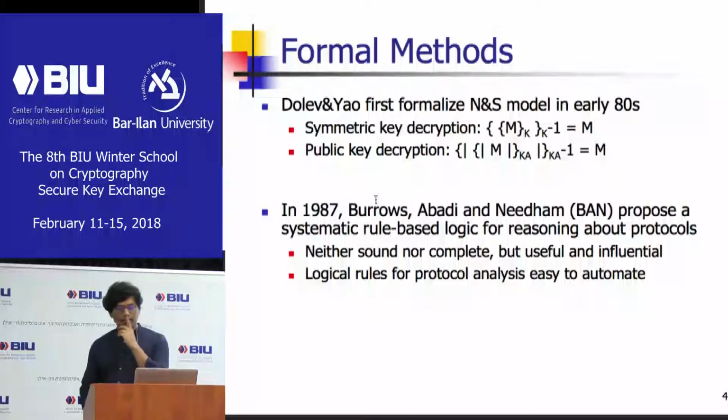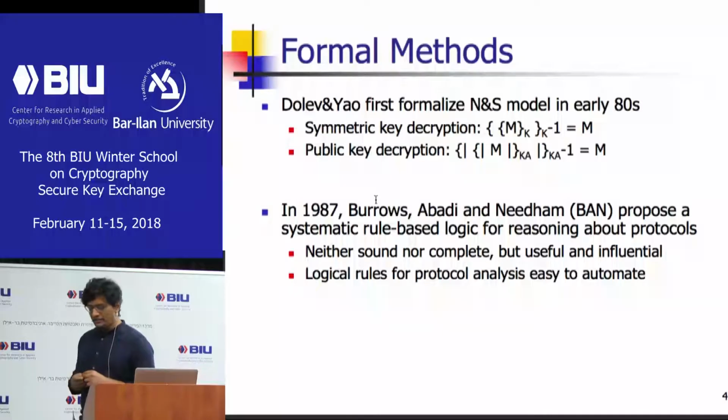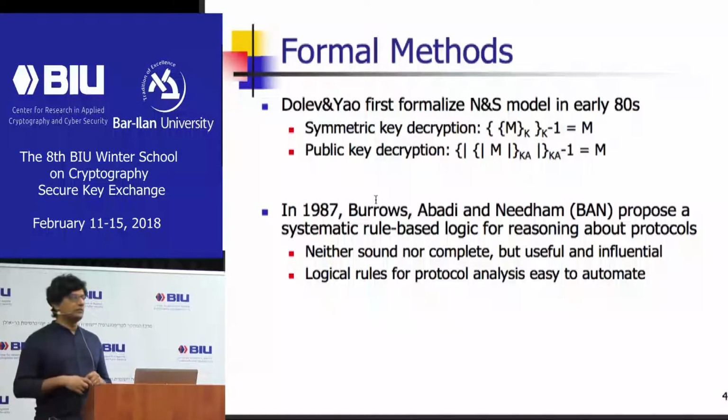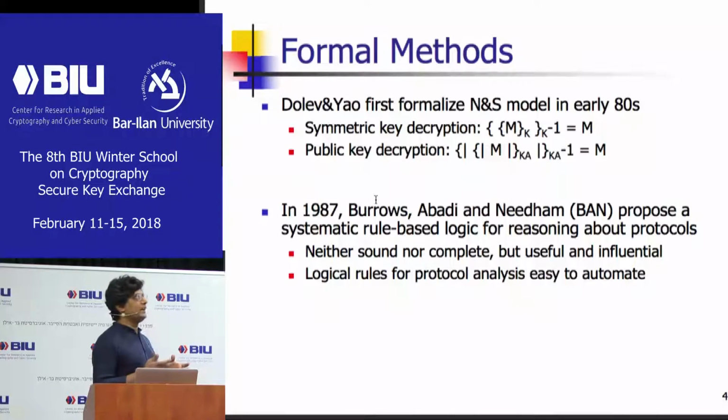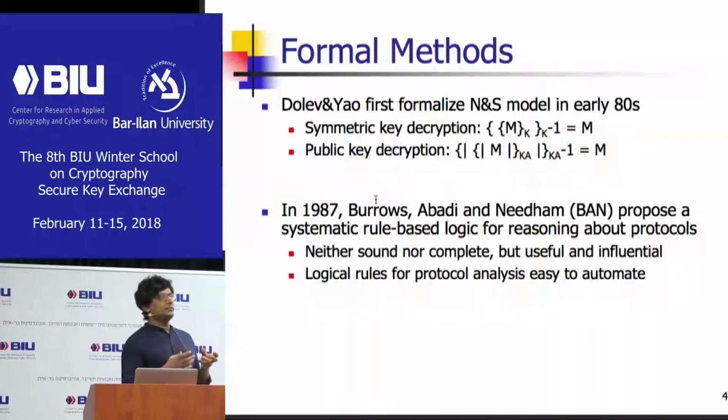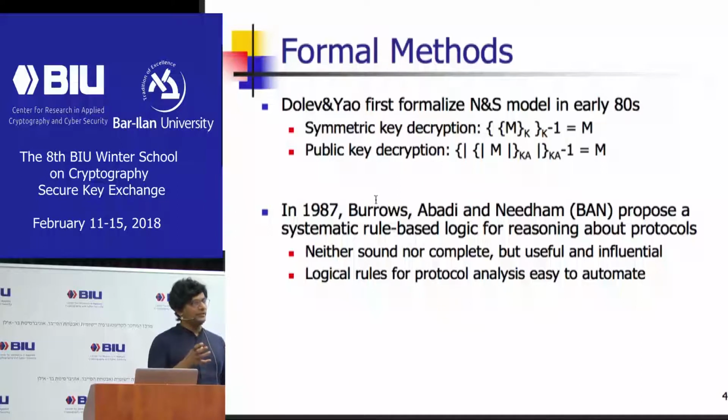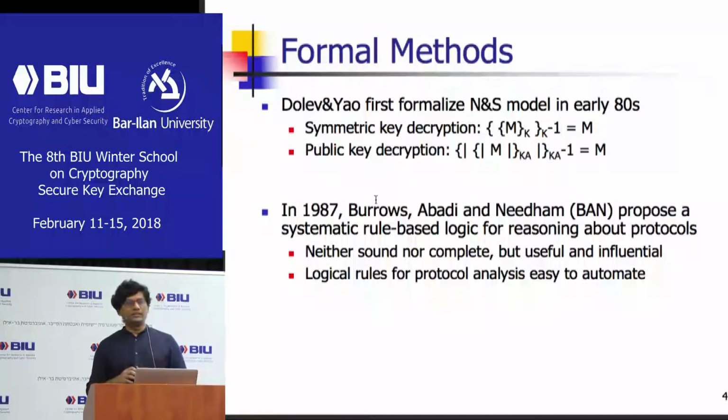But then around the 80s and going into the 90s, more formal methods were developed. By which I mean that people like Dolev and Yao developed a way of modeling cryptography symbolically, which is an approximation of how crypto is really modeled in the standard model or by cryptographers. But this symbolic approximation allows us to simply reason about protocols using logical rules. Okay, and in 1987, there's BAN logic which came up, which is a rule-based logic for reasoning about protocols.